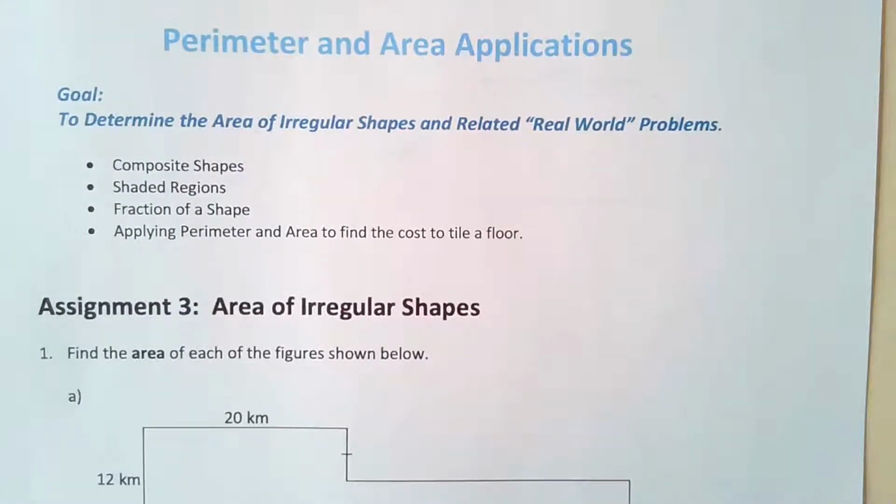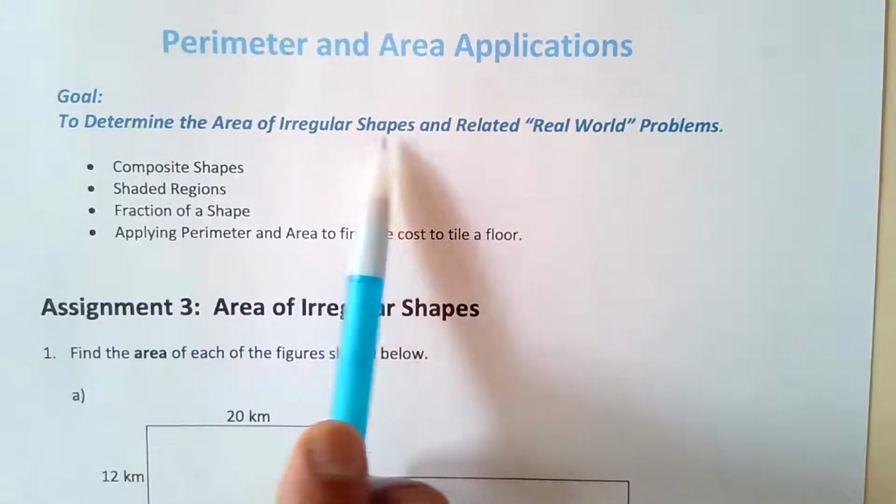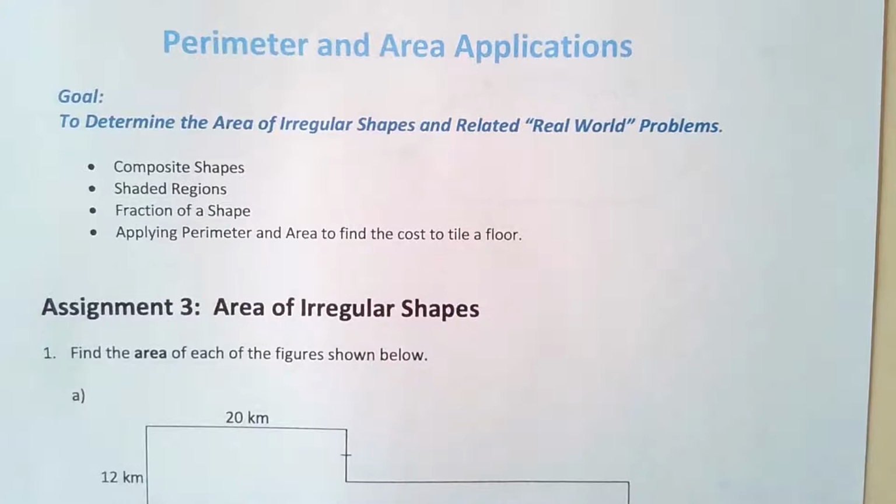Today we will be summarizing lessons 3 and 4. In lesson 3, we looked at area of irregular shapes. And in lesson 4, we applied our knowledge of perimeter and area to solve real world problems. So our goal today is to determine the area of irregular shapes and related real world problems.